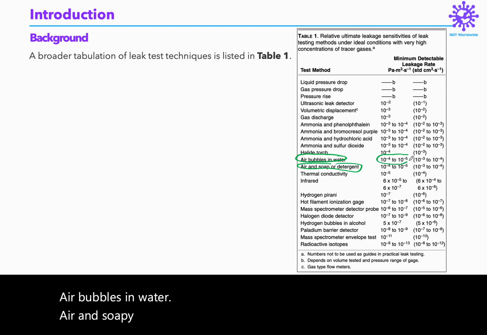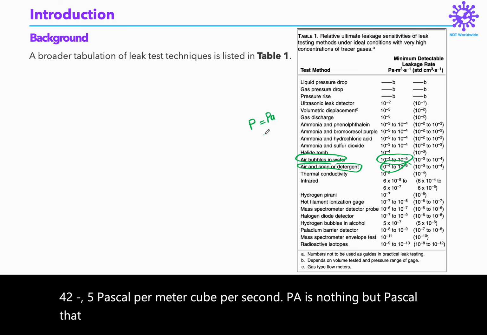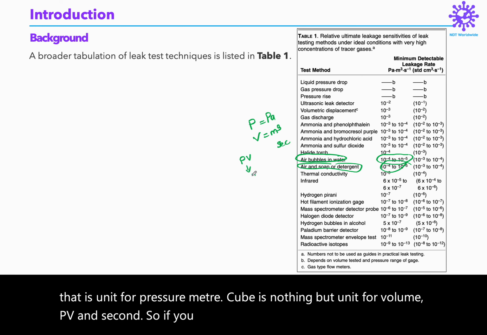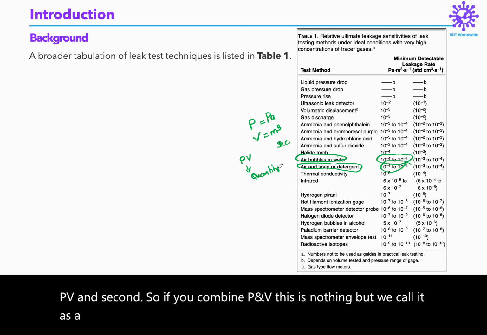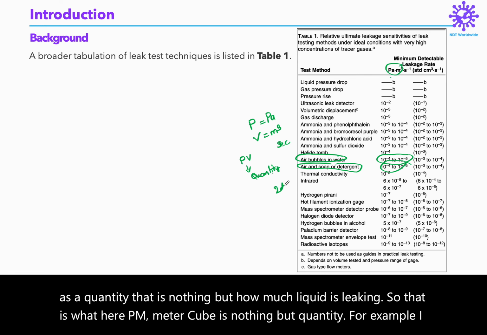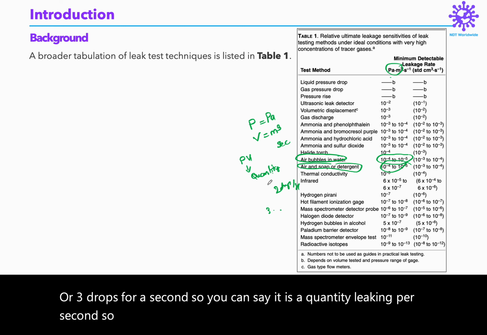The test sensitivity is 10 power minus 4 to minus 5 Pascal meter cube per second. Pa is nothing but Pascal, the unit for pressure. Meter cube is the unit for volume. So PV, per second. If you combine P and V, we call it a quantity, that is, how much liquid is leaking. For example, I say 2 drops per second or 3 drops per second. So it is a quantity leaking per second. When you express it with respect to time, that is what we call a rate, like an hourly rate.